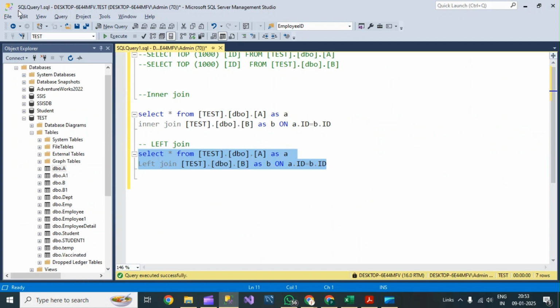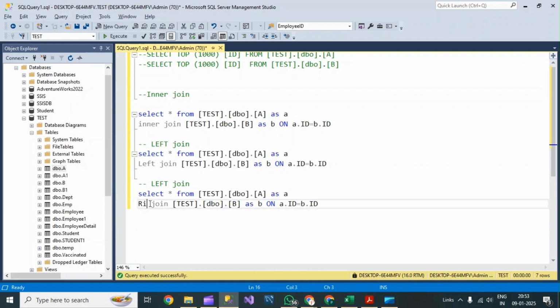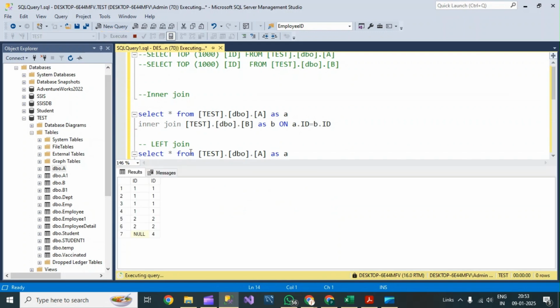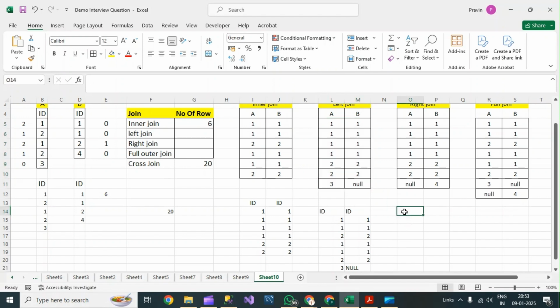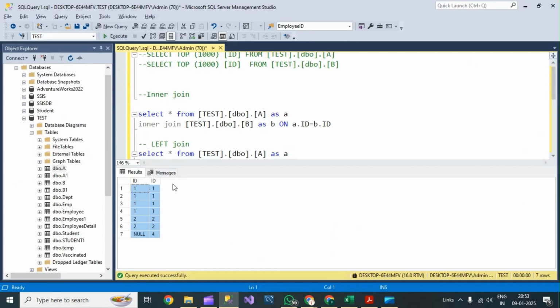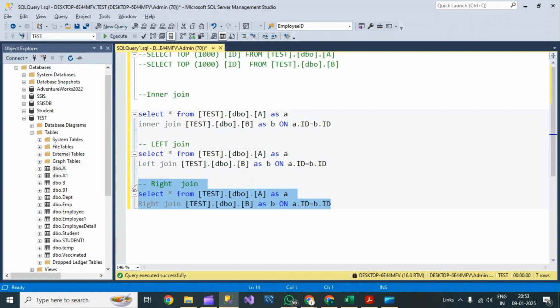Okay. Then the right join. Right join is also the same. The only difference is that instead of left join, we will put right join. Okay. So right join also gives the output. The only thing is that instead of the 3, it will take the 4, because 4 is available in the right side table. Okay, the same output.